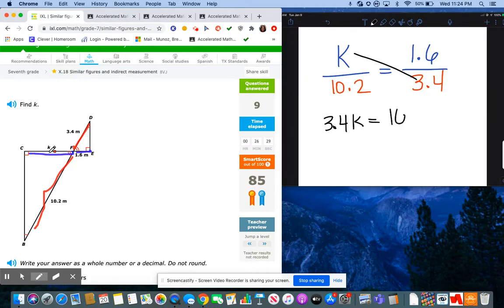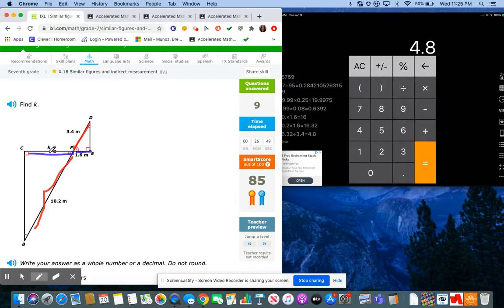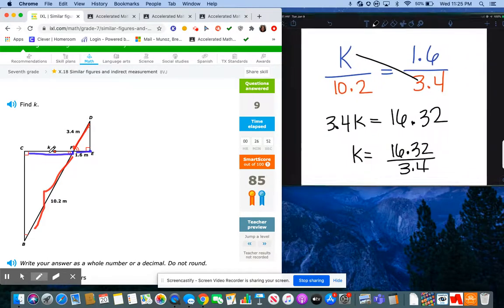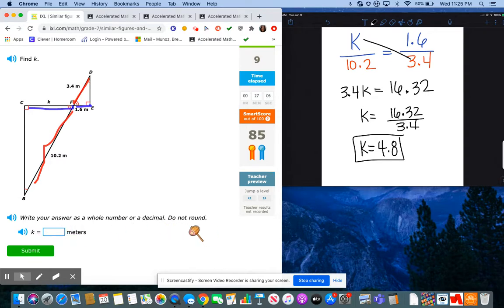Here is 16.32. And then to find the value of K here, we need to divide 16.32 by 3.4. And the answer is 4.8. Okay, so we go here. It'll be K equals 4.8. Right? So let's see. We type in the answer. It says do not round, so I'm going to write 4.8.